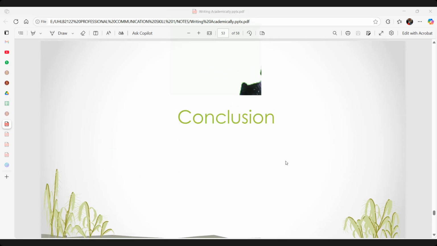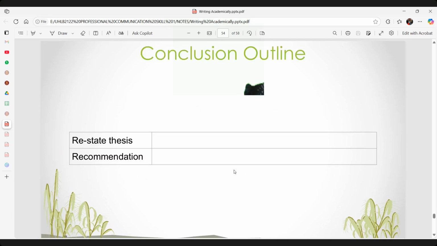Okay, conclusion, right? So what do we need to have in conclusion? There are two things: restate thesis, and recommendation. There will be only 2 points where you have to write your thesis statement. The first is the final sentence of your introduction. The second is the first sentence of your conclusion. All right, are we confused enough? And then we go with recommendation.